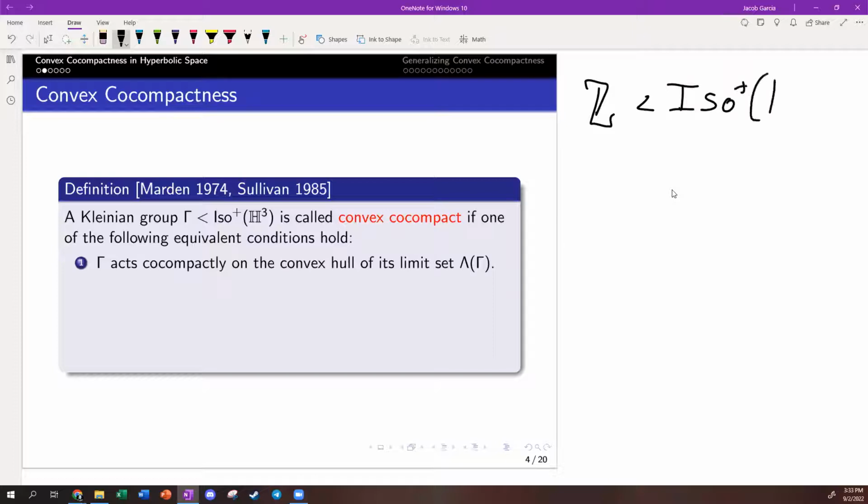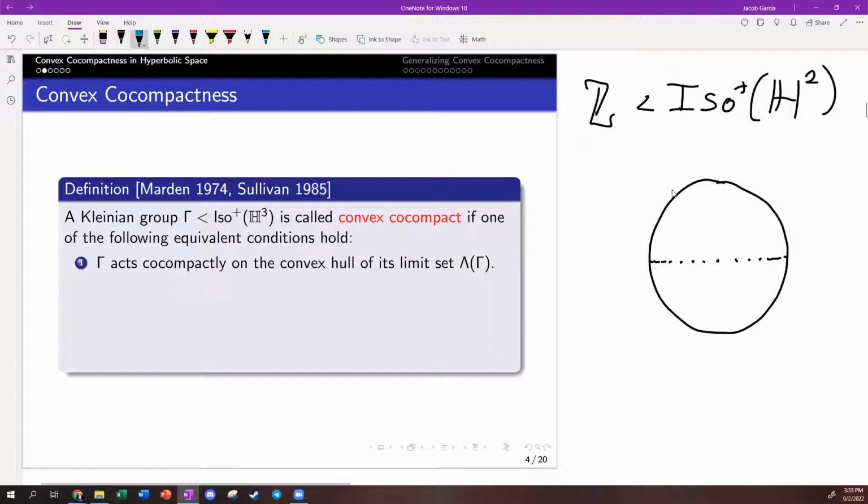So I'm going to be drawing some pictures of the integers as a subgroup of orientation preserving isometries on hyperbolic space, except it's very hard for me to draw hyperbolic 3 space, so I'm just going to be drawing hyperbolic 2 space, but the idea should hopefully be the same. So we have that my group acts co-compactly on the convex hull of its limit set. If I draw my hyperbolic 2 space as the disk model, and I draw some integer orbit points here, they're supposed to appear like they're getting closer and closer, right?